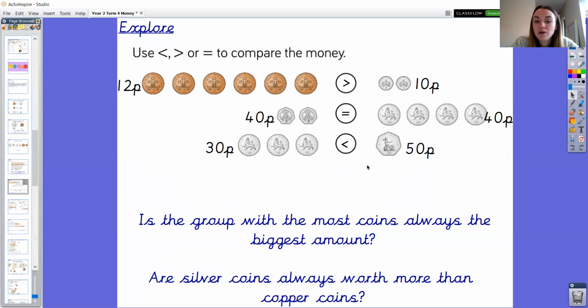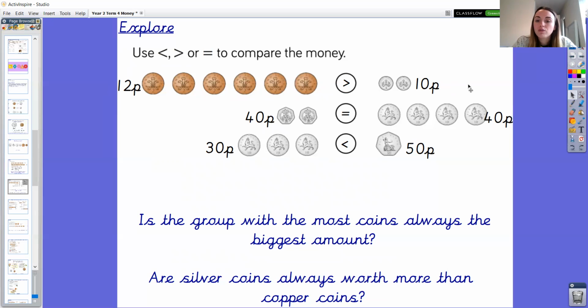So do you think that silver coins are always worth more than copper coins? Pause the video here to discuss your thinking. Well done, Year 2. So a copper coin on its own, so for example 1p or 2p, of course has the smallest value. But if there is a larger number of copper coins, they can be worth more than silver coins. This is an example here. There are 6 lots of 2p, which equals 12p, and that is a greater amount in comparison to these silver coins here, so 2 lots of 5, which equals 10.